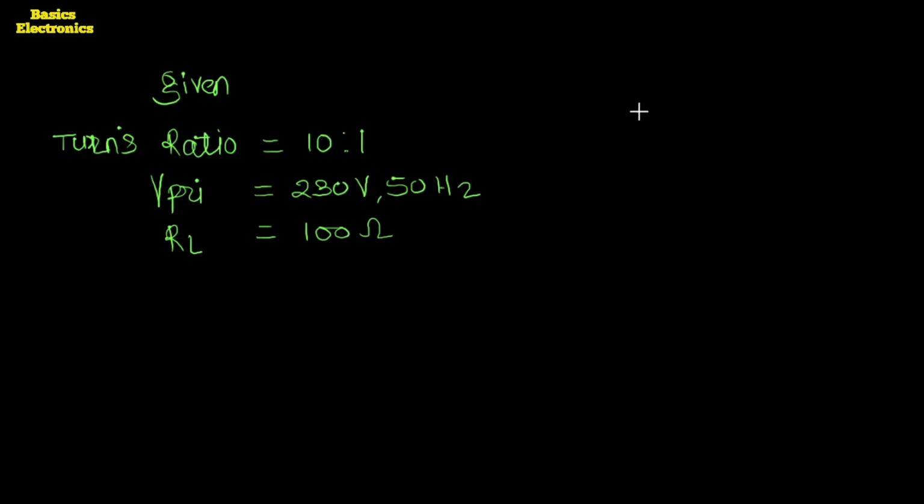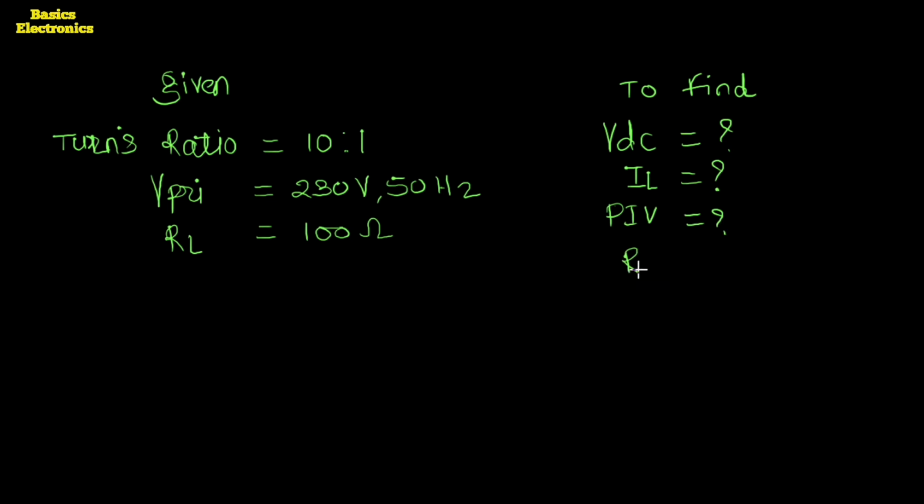We have to write down the data that we have to find out. To find, we require the DC output voltage VDC. Then next, we have to find out the load current IL. Then we have to find out the PIV rating of the diode. After that, one more thing, and that is the ripple frequency. We denote the ripple frequency by FO, output frequency. Okay, these four things we have to find out.